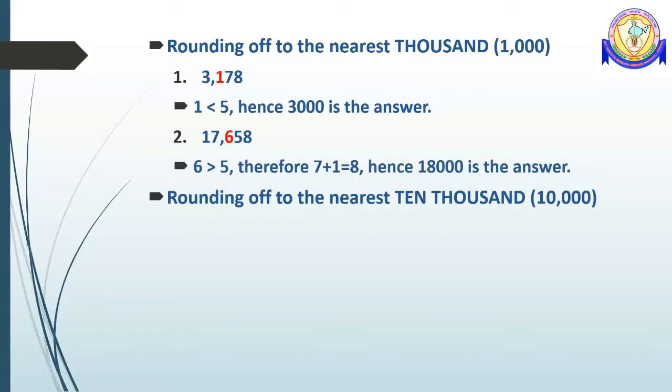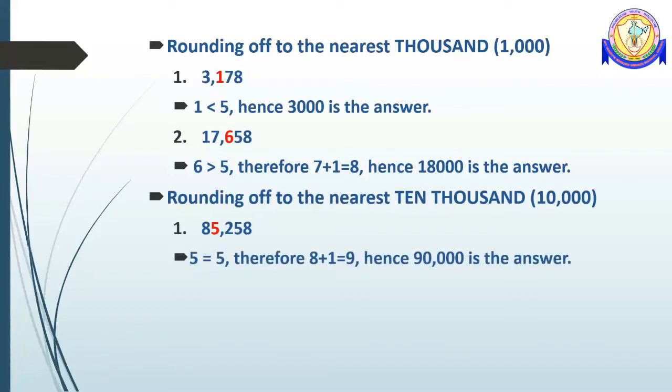And in rounding off to the nearest 10,000, 85,258 is given. Here you have to round off to the nearest 10,000, so you have to check the digit which is in the thousands place. In 85,258, the digit in the thousands place is 5. Here 5 is equal to 5. So what you have to do? You have to add 1 to the digit which is in the 10,000s place and make the rest of the value 0. Same for the second example as well.